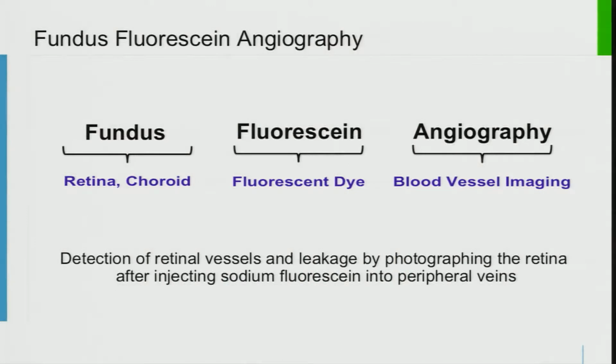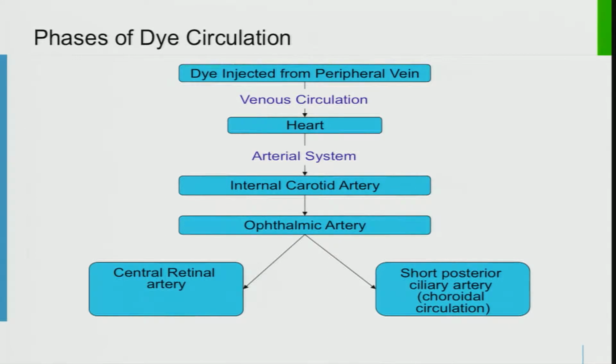Coming to begin with, it is fundus fluorescein angiography. As we all know, it's detection of your retinal vessels by photographing the retina once you inject fluorescein dye into your peripheral veins. And how does it reach your eye? Once you inject it into the vein, it goes through your heart, internal carotid, ophthalmic artery, and then into your central retinal artery and short posterior.